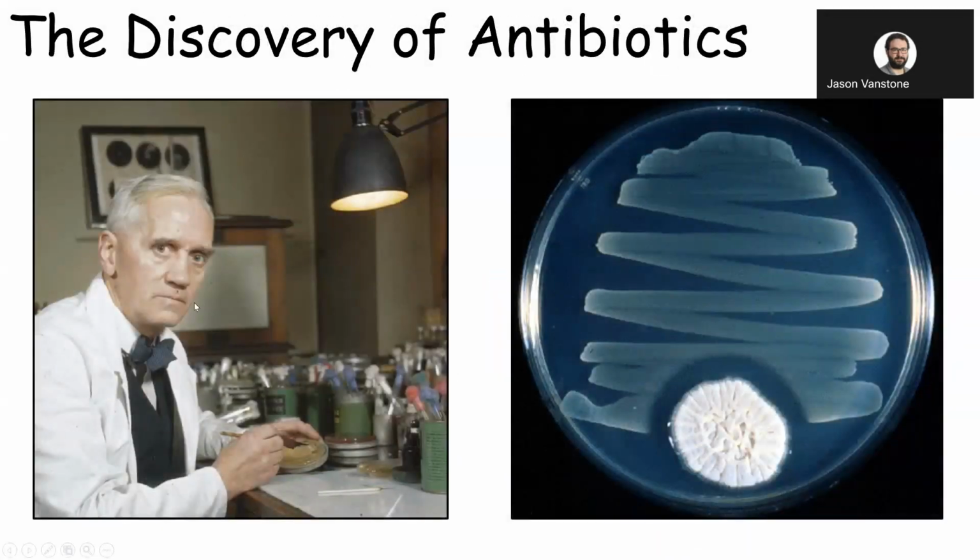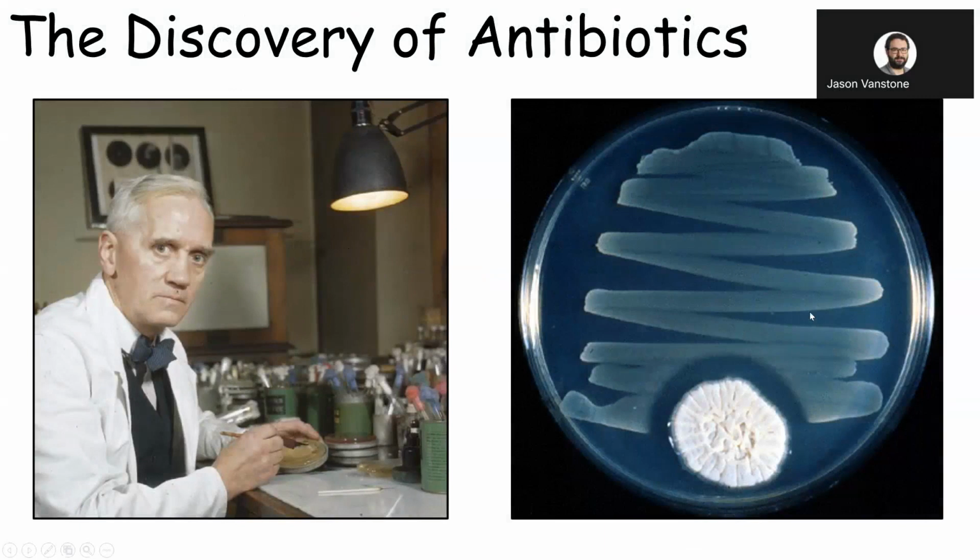And so this is Dr. Alexander Fleming, who was a Scottish physician working in the UK in the early 1900s. And he was a bacteriologist by training, so he studied bacteria. And this is an example of a plate that one might have seen in his lab. So it's got this kind of white, creamy looking stuff across the petri dish here. This is the bacteria growing on here.